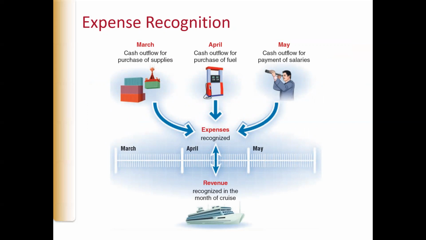So there's a cruise ship. The cruise is going to happen in April. The cruise is going to happen in April, but there are various costs to get this cruise happening. In March, the outflow of purchases of supplies occurs.